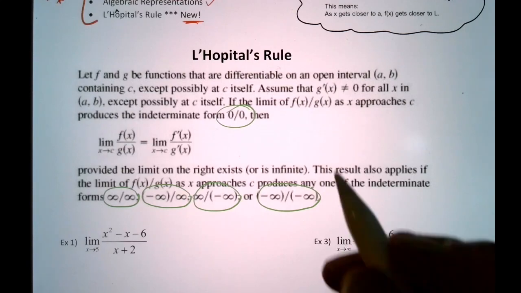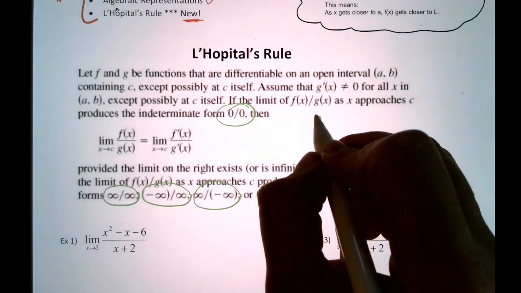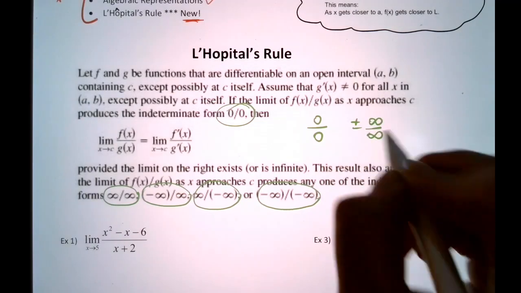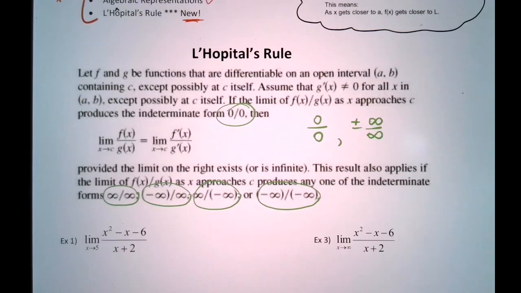So if you produce an indeterminate form of 0 over 0, or plus/minus infinity over infinity, then you can get the green light, as I would say, and you can say, oh, I could just use L'Hopital's rule. That would be great. And you can do that.